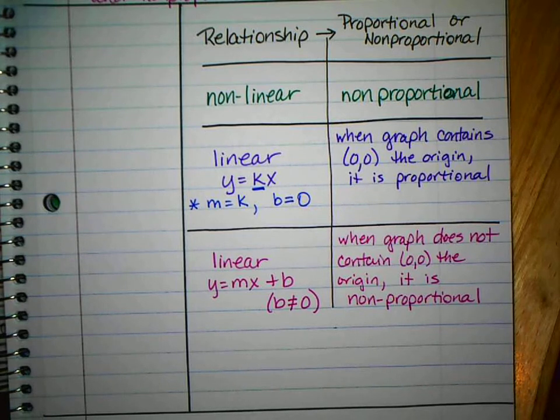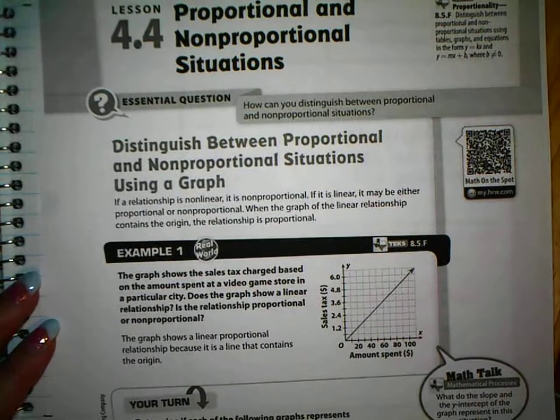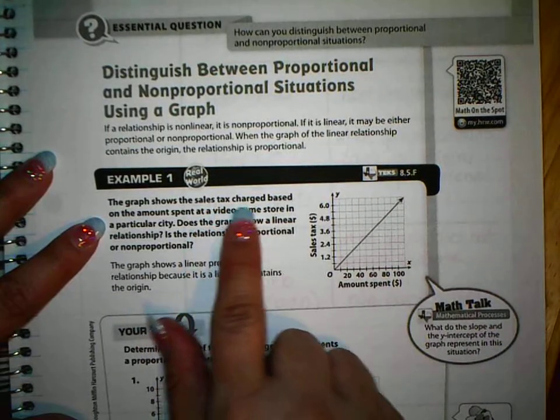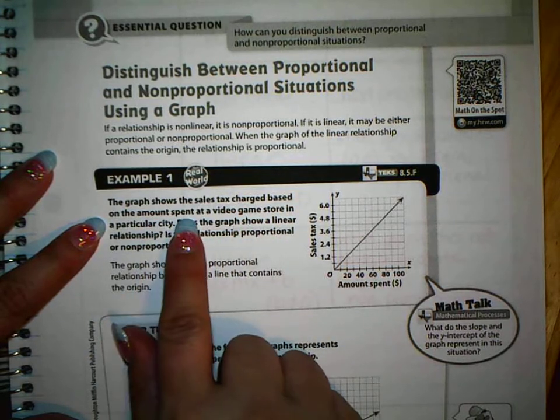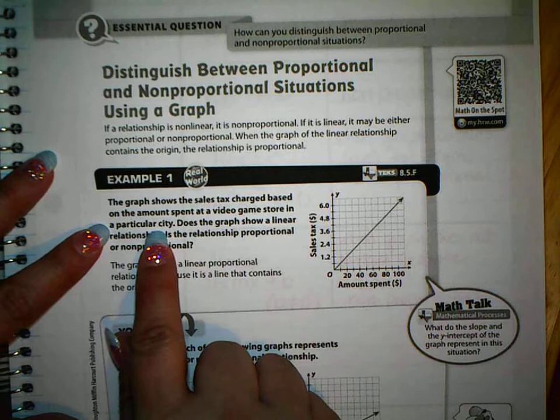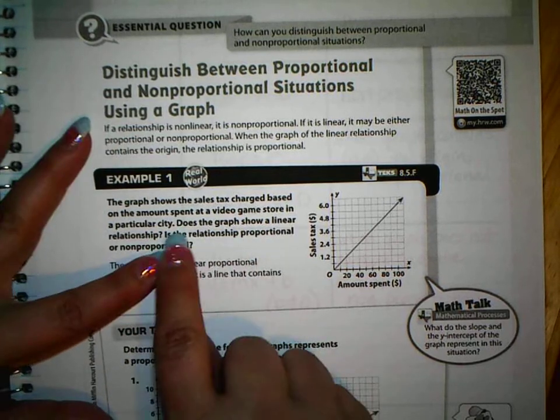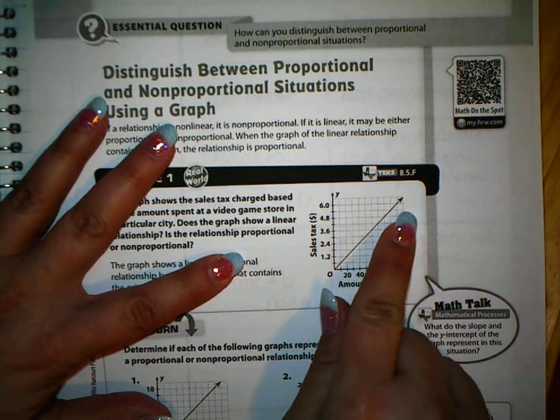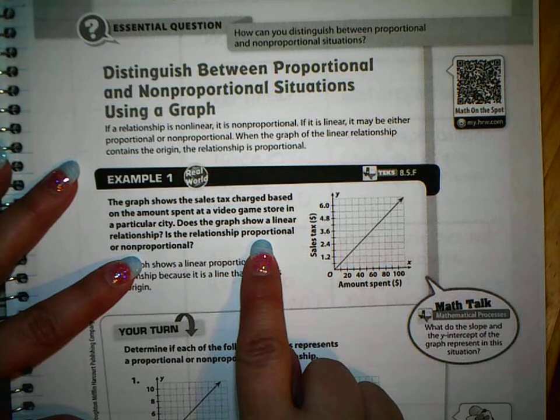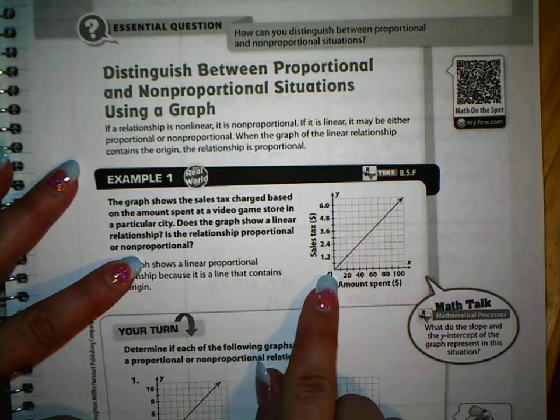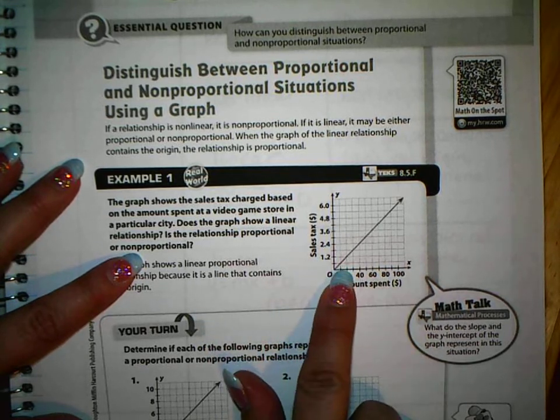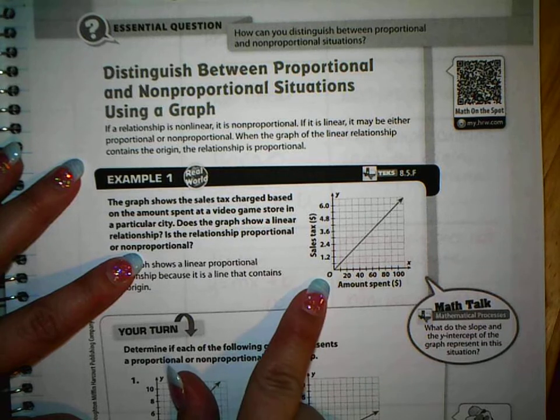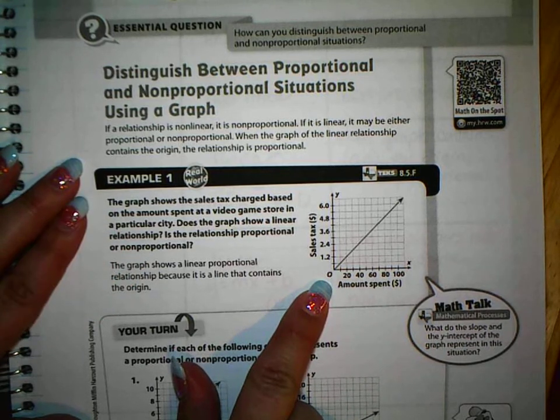Okay, example 1. I want you to look at the book, and I'm going to show it to you. This graph shows the sales tax charged based on the amount spent at a video game store in a particular city. Does the graph show a linear relationship? Does it form a line? I would say that yes, it forms a line. Is that relationship proportional or non-proportional? All I have to do is look right here where the x and y axes intersect. That's (0, 0). And to me, that's going through (0, 0).